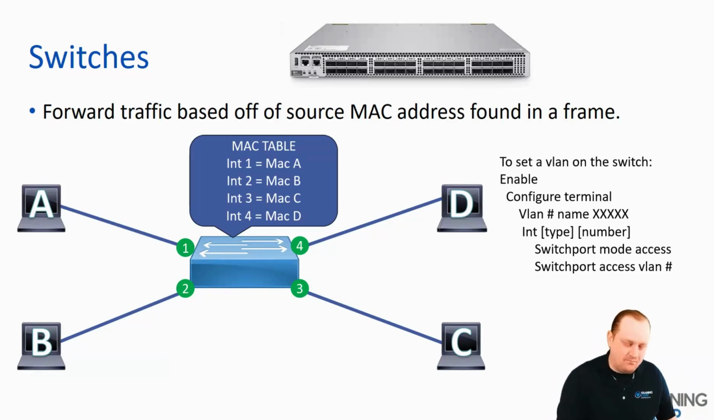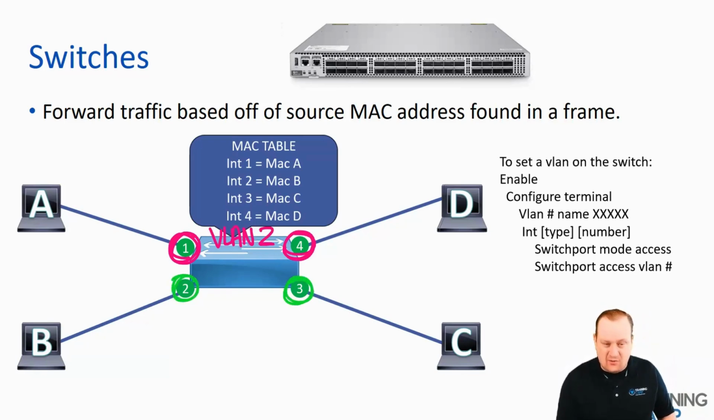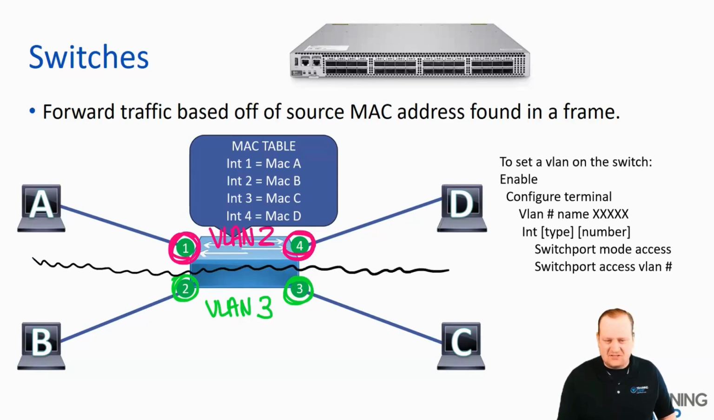But what if I broke that up? What if we go into this switch and we set these 2 ports here, 1 and 4, to be assigned not to VLAN 1, but let's say to VLAN number 2. And then we select the 2 bottom ports, 2 and 3, and we assign them to be, let's say, VLAN 3. Well, now we've done something very interesting indeed. For all intents and purposes now, this switch behaves like 2 separate switches. You have A and D at the top, ports 1 and 4, both assigned to VLAN 2, so they can talk to each other.